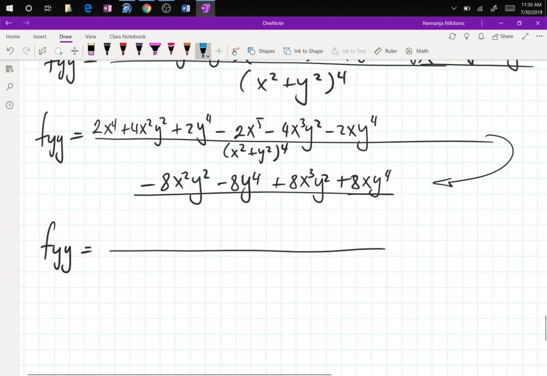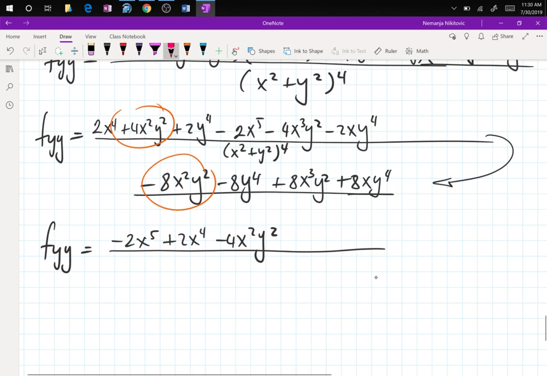There's only one 2x to the 5th, so let's bring that one. 2x to the 4th, square and square. There are no others. So that's minus 4x squared y squared. So we're done with that one.